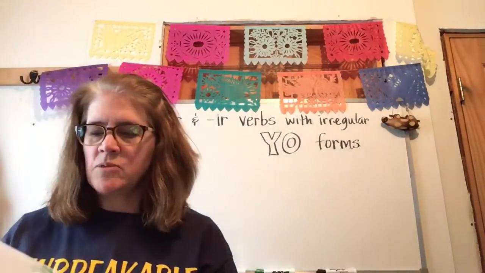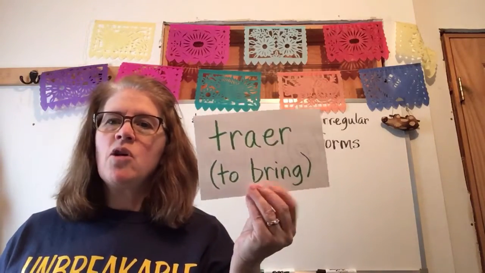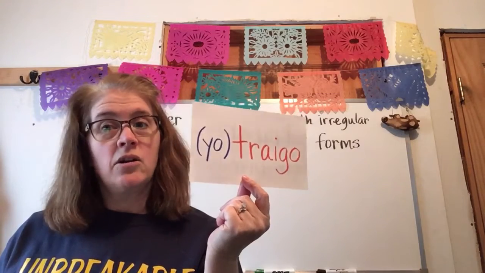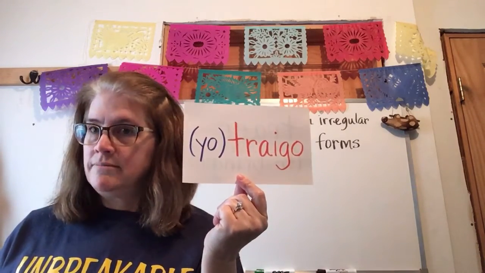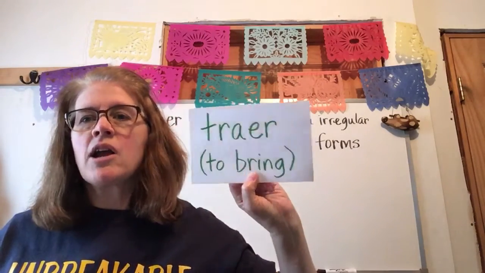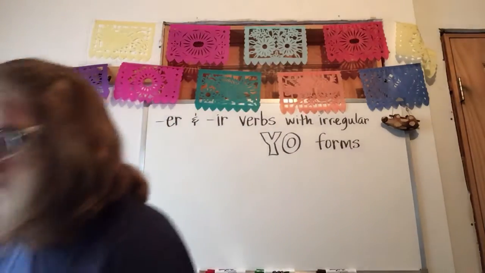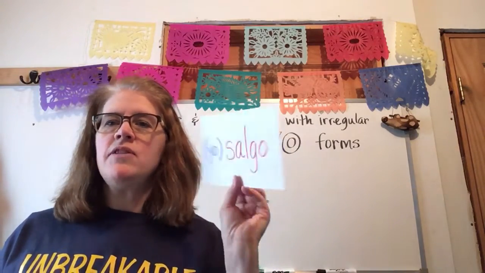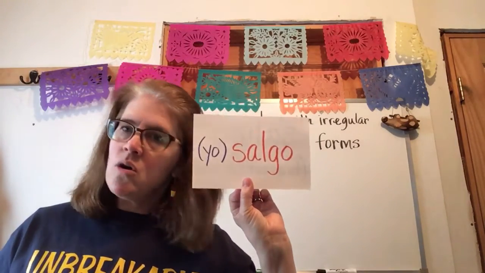Okay, let's try this one, guys. Traer, the yo form is traigo. Traigo. However, all the other forms, you just follow the steps, take off the ER, and add your endings. Okay? All right, then we come to salir, to go out or to leave, and the yo form is salgo.